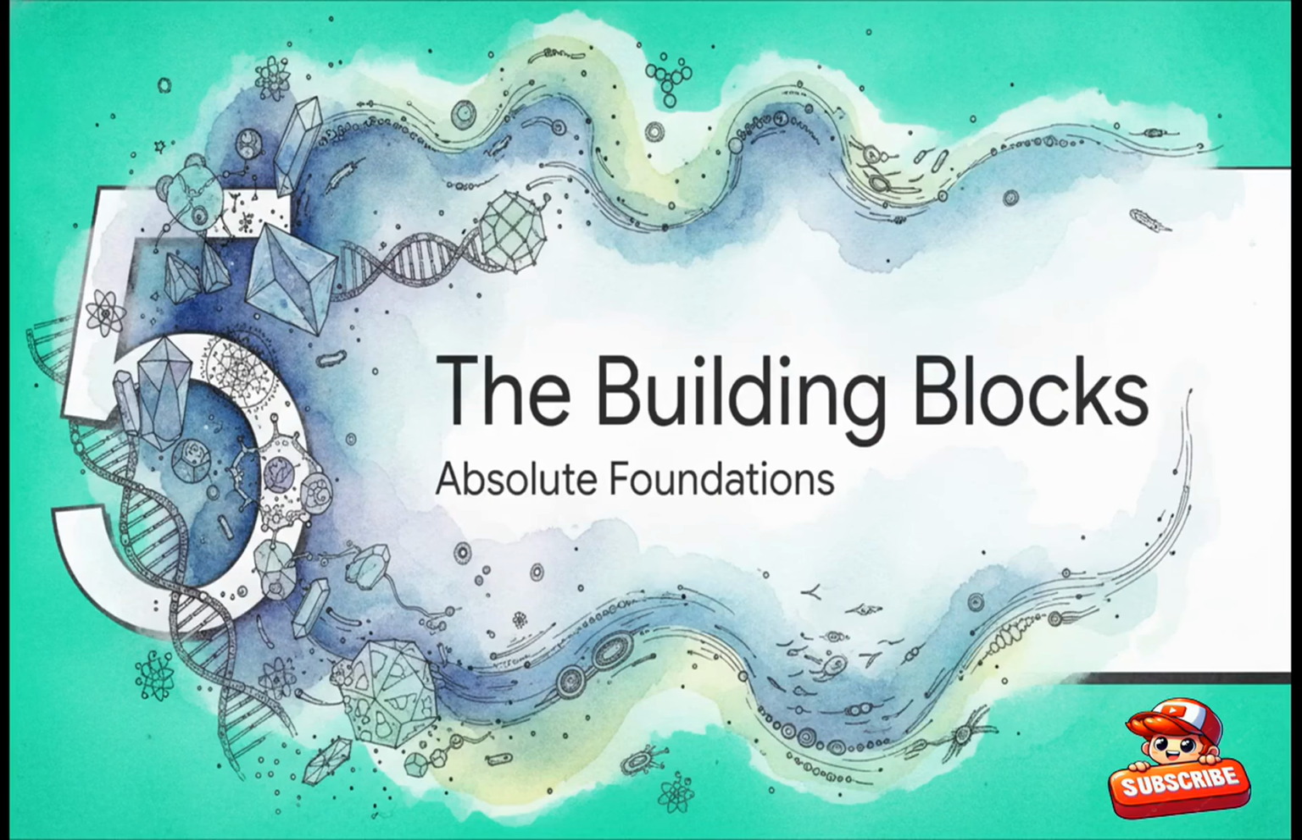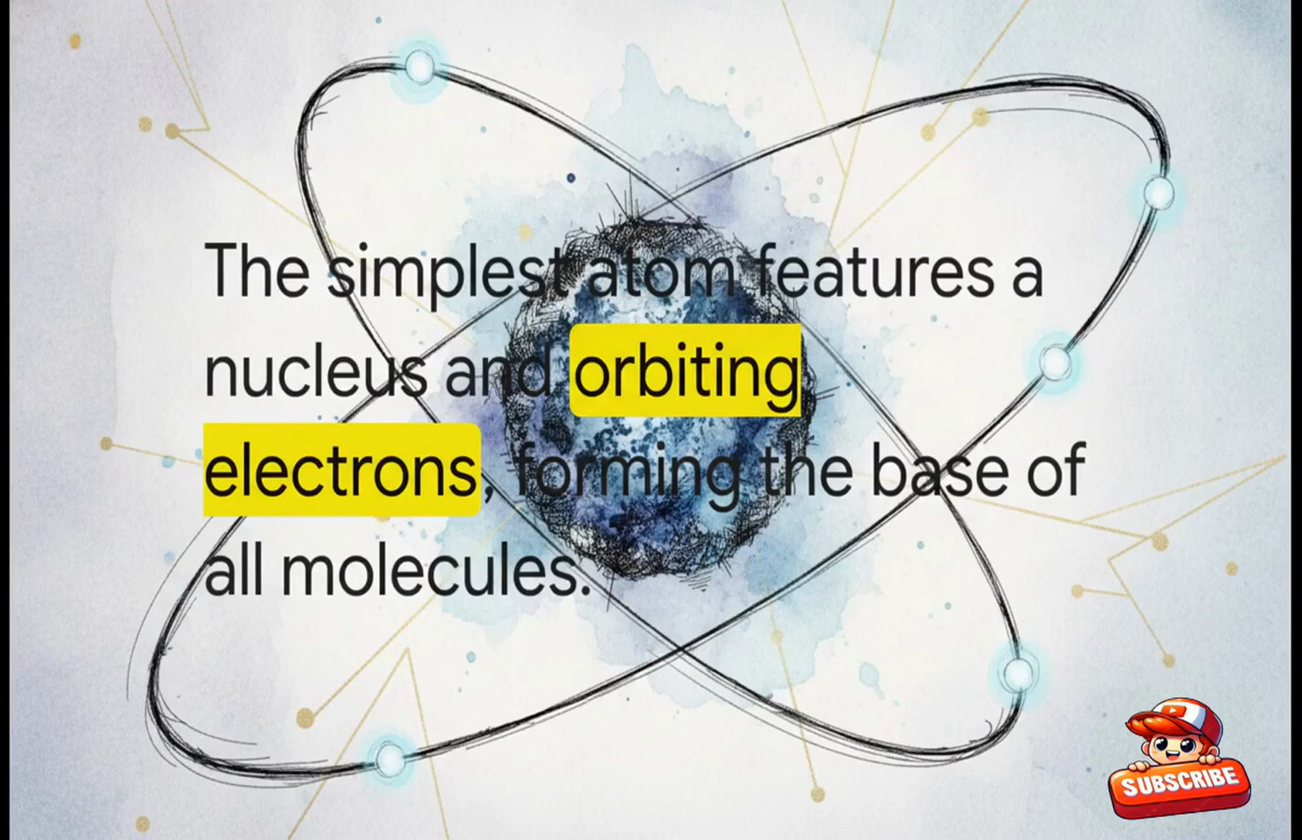Section 5. The ultimate building blocks. Let's move to the atomic scale and see how this is built. Here we have the hydrogen atom. It is the smallest and simplest atom in existence, featuring a nucleus surrounded by tiny orbiting electrons. This microscopic structure is the very base from which molecules are formed.